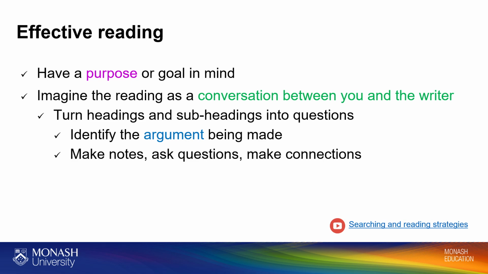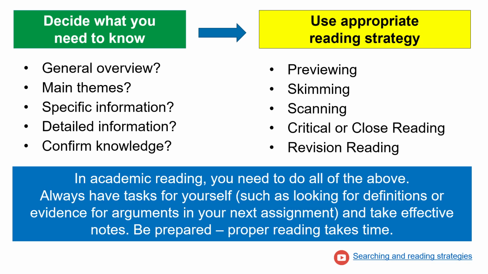So start by having a purpose in mind. Know what this article is about and why you are reading it. Then think about, depending on the purpose of reading it, what sort of reading strategy you should use. Is this you just want a general overview, which you can just skim or scan the article? Is it main themes, so maybe a little bit more in-depth skimming? Is it specific information? Well, that just means you need to scan it to the very part that you need the specific information and just read that little part in detail.